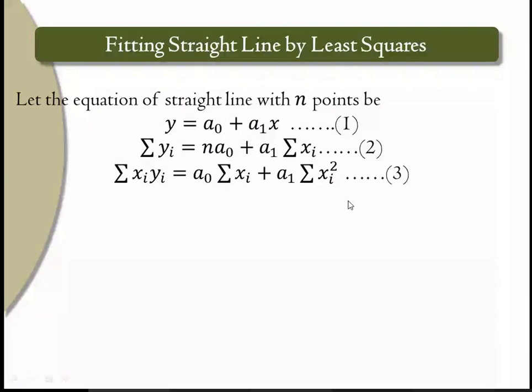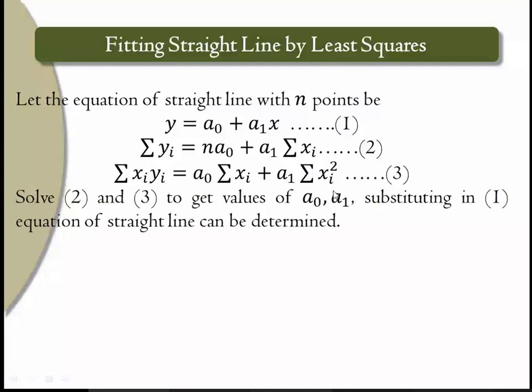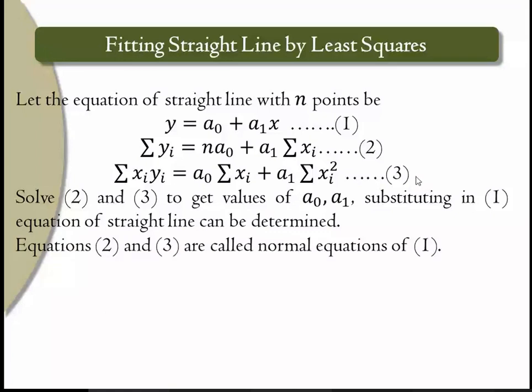So how to get the next equation? Multiply the given equation by x and take summation. So now we got the two equations, equation number 2 and 3, in terms of unknowns a0 and a1. All these summations we can find out by using the tabular values. Then solving these two equations simultaneously, we get the values of a0, a1, and put these values into the first equation. That gives us the equation of straight line. These equations, equation 2 and 3, are called the normal equations of 1.